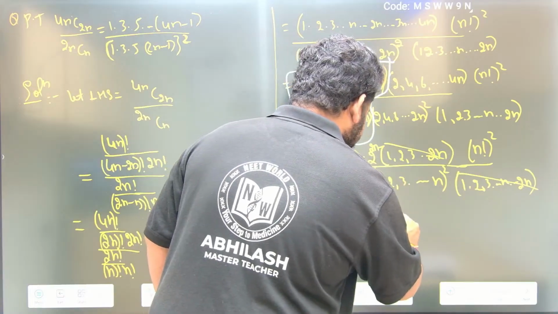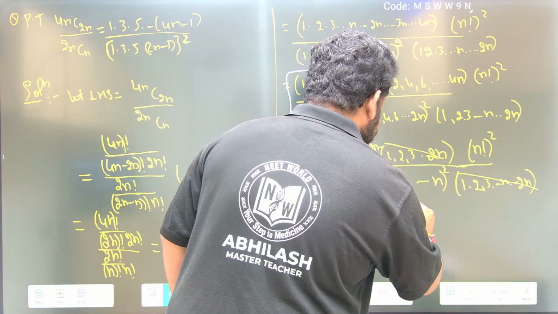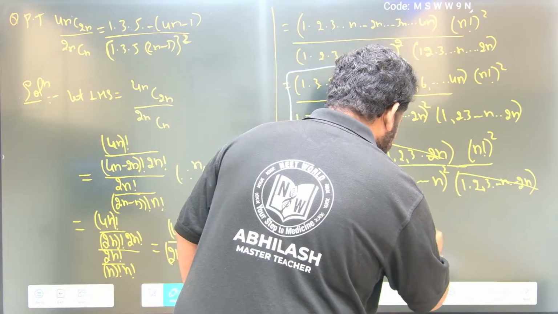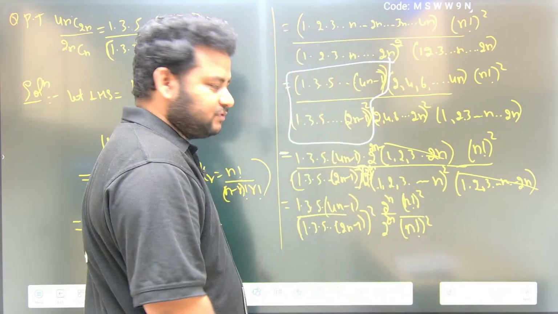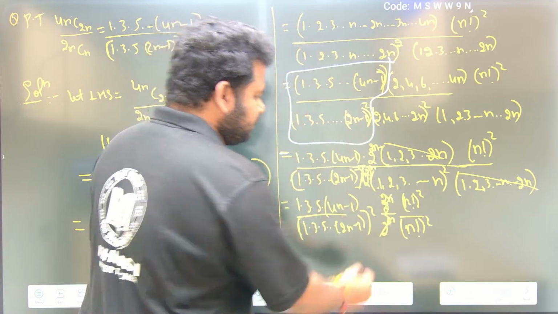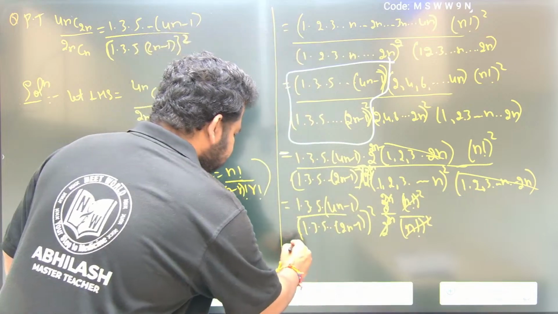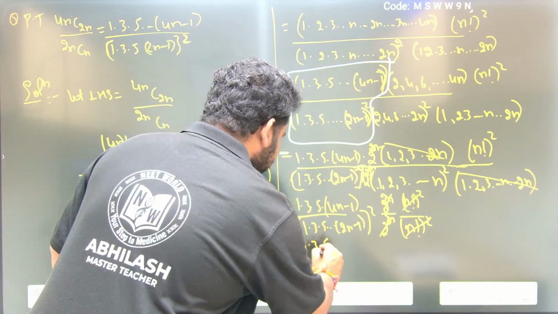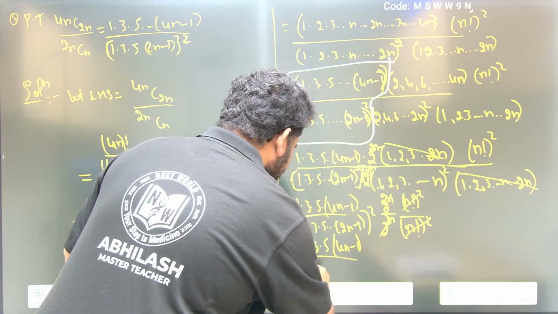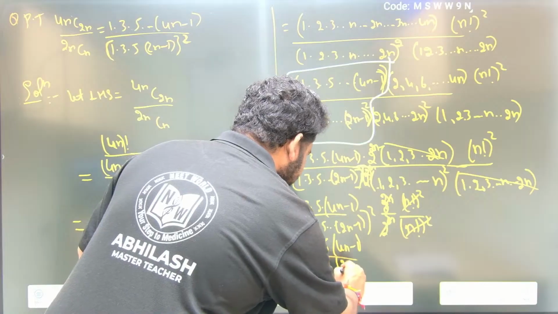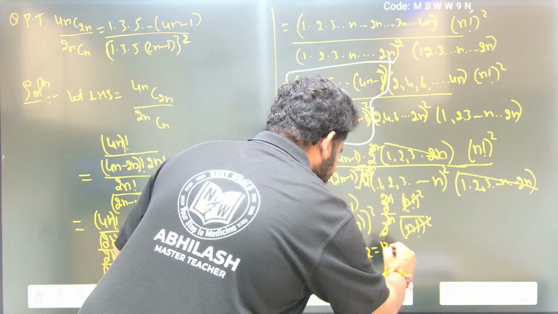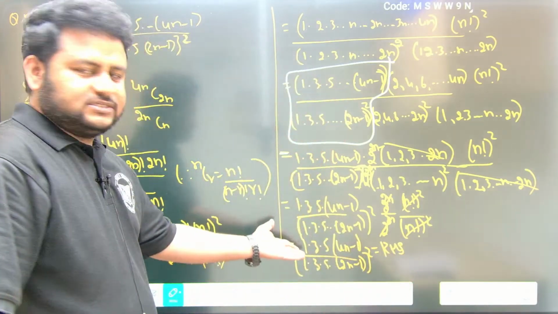This is n factorial whole square divided by n factorial whole square. This and this will get cancelled, 2 power 2n will cancel, n factorial whole square will cancel. So this will be equal to 1 into 3 into 5 up to 4n minus 1, divided by 1 into 3 into 5 up to 2n minus 1, this entire thing under square, which is equal to the RHS.